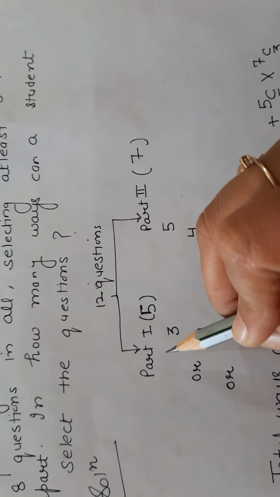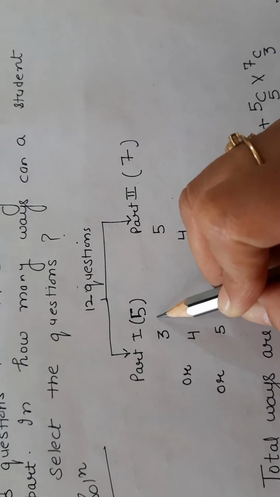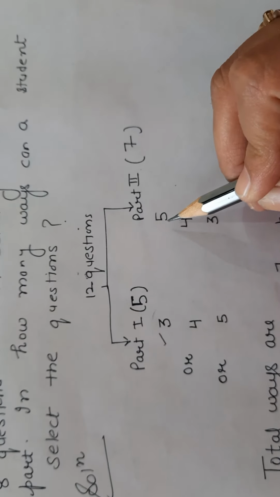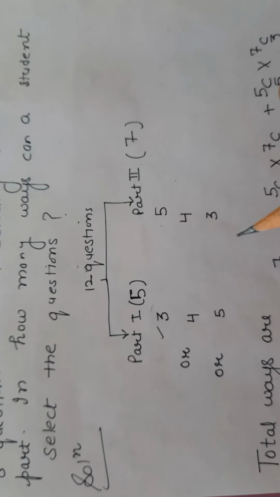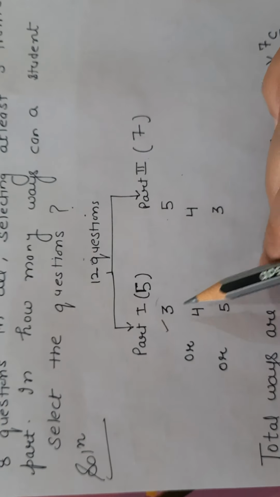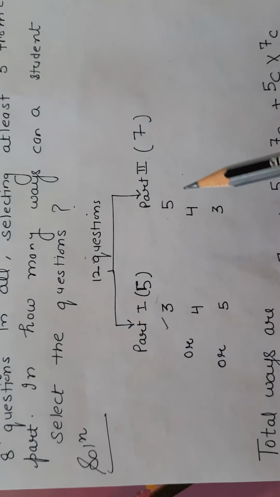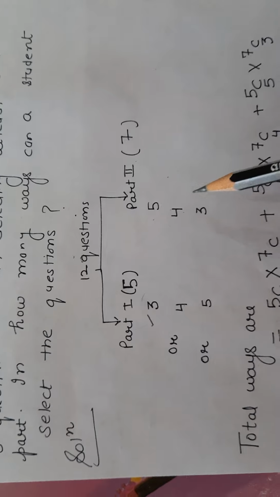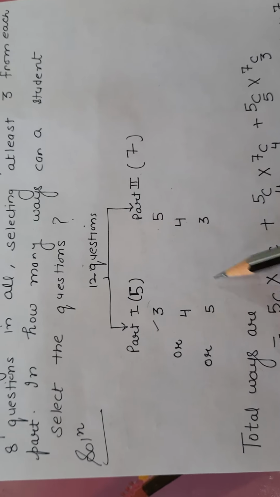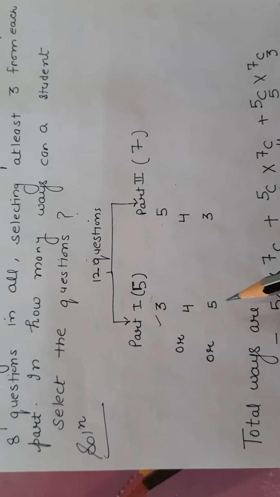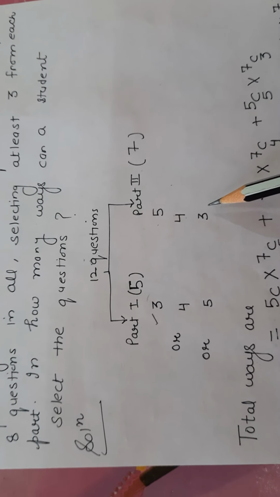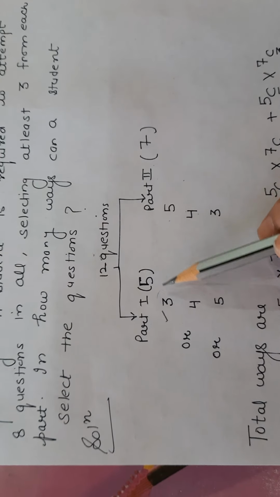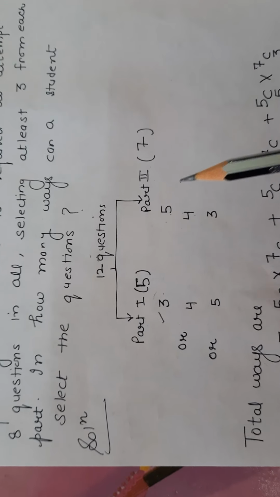So the first way: if we select 3 from the first part, that means from the second part he has to select 5 questions. Or if 4 questions from the first part, then from the second part again he has to choose 4 questions. Or if from the first part he selects 5 questions, then from the second part again he has to select 3 questions, because the sum of these should be equal to 8.